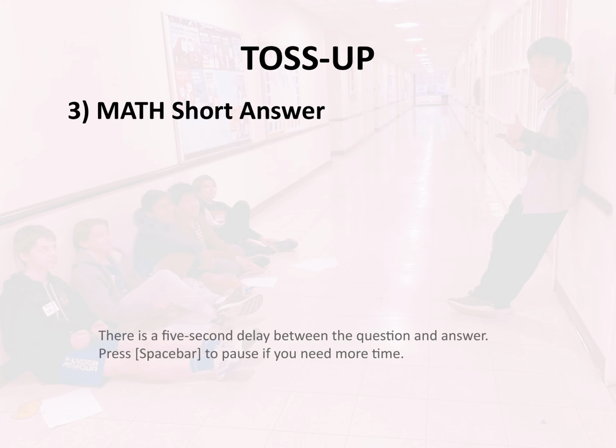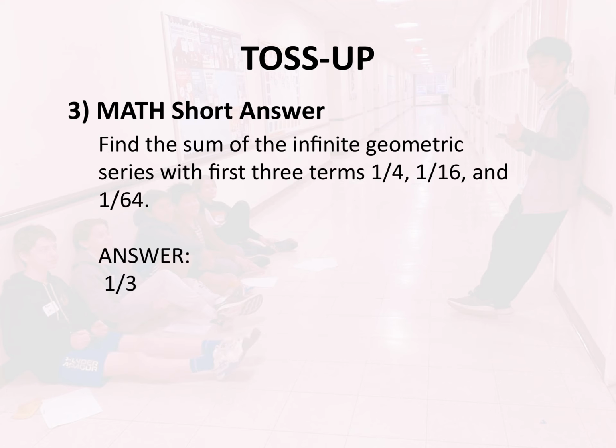Toss-up 3. Math. Short answer. Find the sum of the infinite geometric series with first three terms 1/4, 1/16, and 1/64. Answer, 1/3.